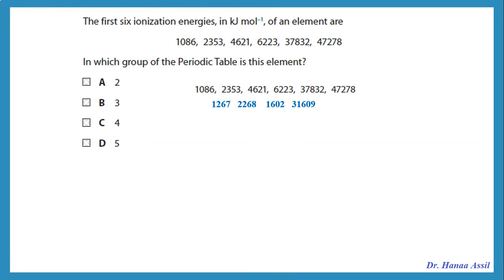But going from the fourth to the fifth, the fourth ionization energy was 6000 and something, and the fifth ionization energy is 37,000. A difference of about 31 or 32,000, that's a huge jump. That tells me that my element was in group 4. Do we understand that? The first huge jump indicates we're going from the outer shell into an inner shell. So the number of electrons in the outer shell is the number of ionization energies before the huge jump.